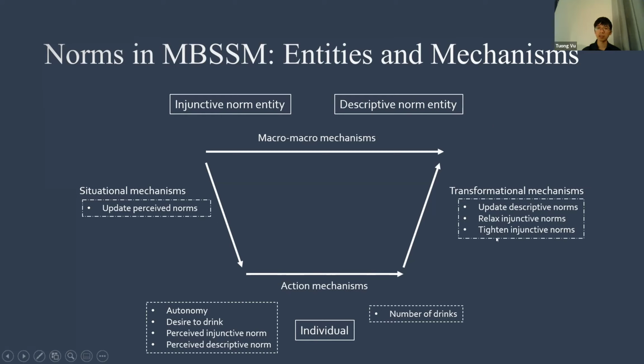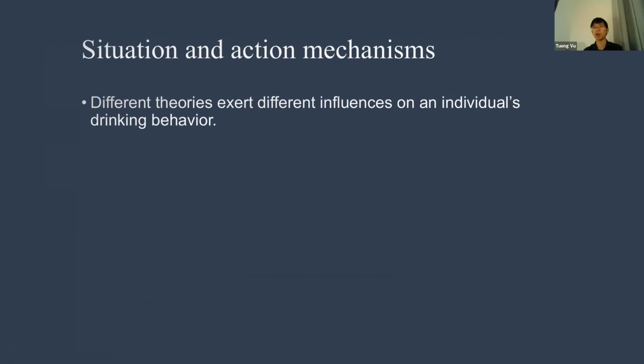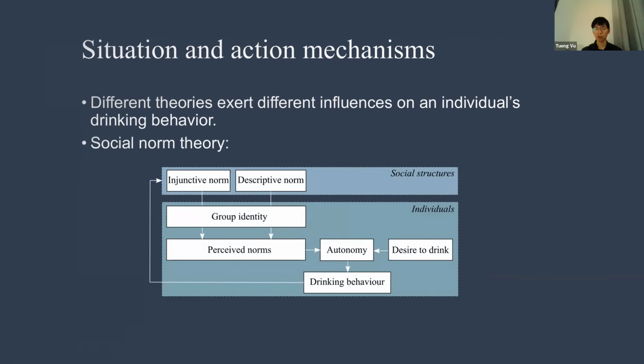Now let's look at the action mechanism and situational mechanism, that is, how an individual makes a decision. In our models, an individual has an identity based on sex and age group. You perceive the norm, and you have your desire to drink, basically your history, behavior, and habit of drinking. These two, norm and desire to drink, are weighted by autonomy. If you have high autonomy, you can ignore the norm and just follow your desire. But if you have low autonomy, you try to follow the norm more.